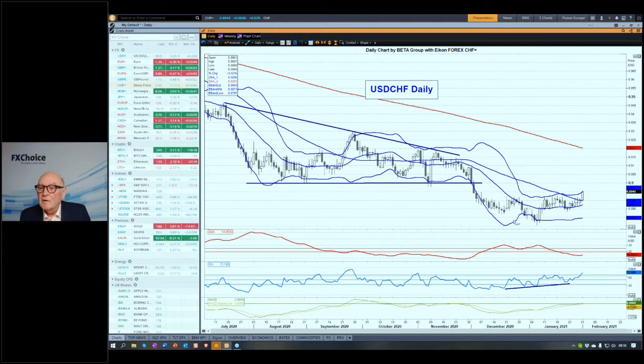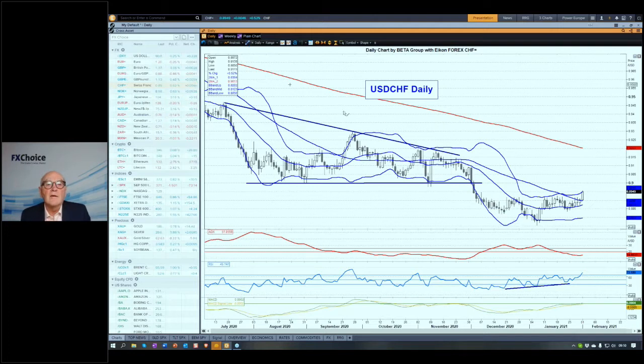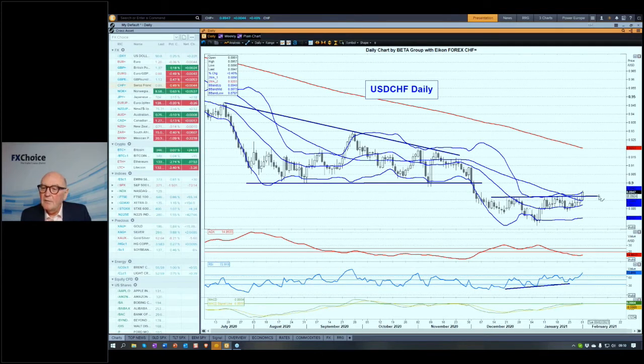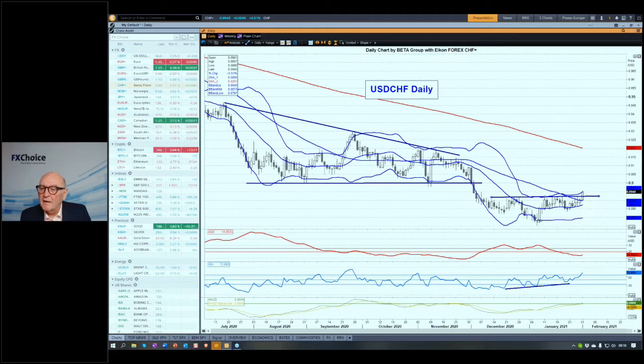Now, when we look at this, I think that we are looking at a reverse head and shoulders. So this is the left shoulder here. This is the head. This is the right shoulder. This could be a textbook one actually here. So here we've got the neckline. We measure from the head to the neckline.